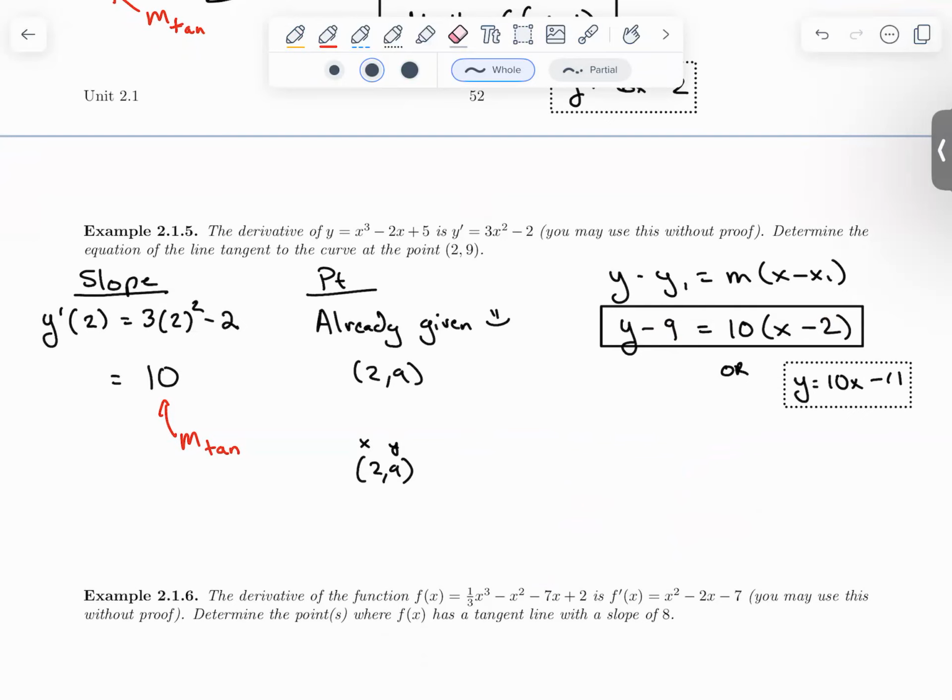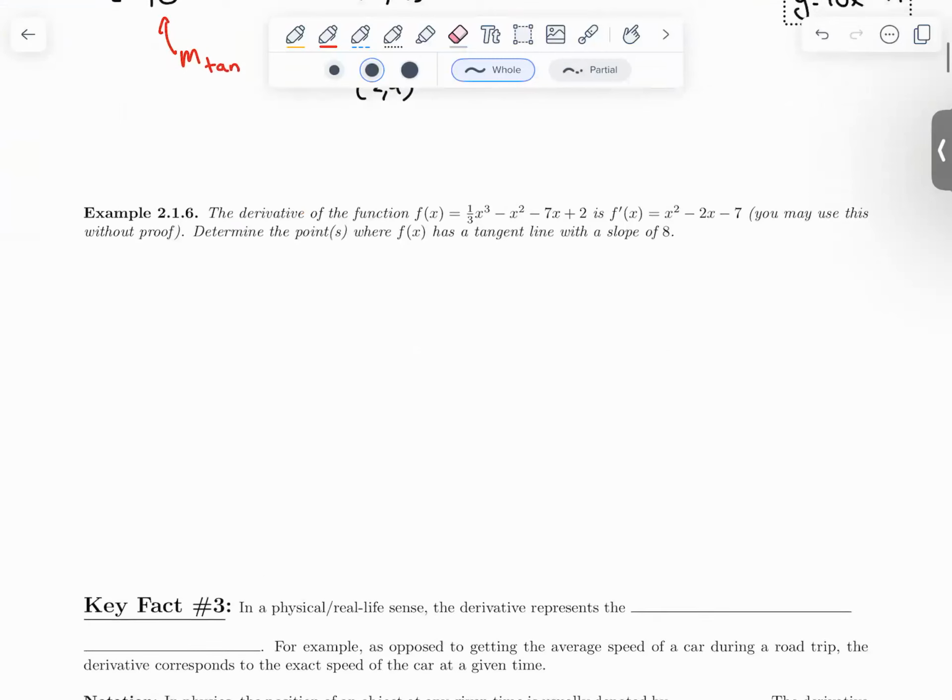Okay, last one, super fun one. The derivative of a function, f of x equals 1/3 x cubed minus x squared minus 7x plus 2, is f prime equals x squared minus 2x minus 7. We're going to use that without proof. Determine the points where f has a tangent line of slope 8. Haven't encountered one of these problems before yet, so it's a little bit daunting, at least at first.